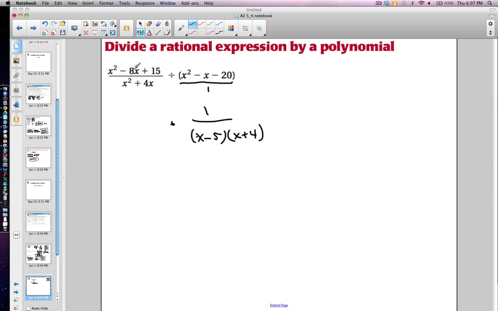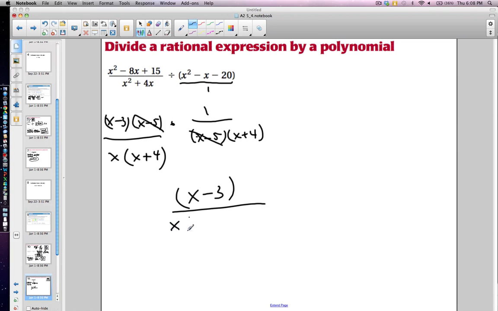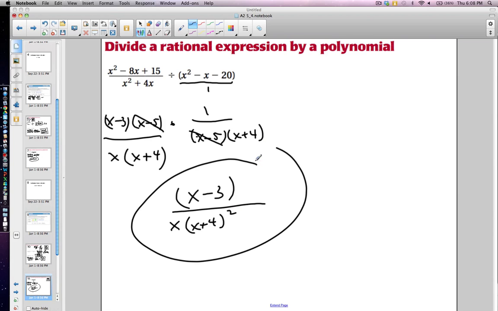Factors of 15 that add up to be 8, 3 and 5, so this is x minus 3 times x minus 5. And then I can factor an x out of each of these, so it's x times x plus 4. And now we can start looking at what can we cancel. Well, I can cancel the x minus 5 and the x minus 5. And that's it. So I'm going to have x minus 3 times 1, which is just x minus 3, over x times x plus 4 times x plus 4, so that could just be x plus 4 squared. Okay, and that's fully simplified.